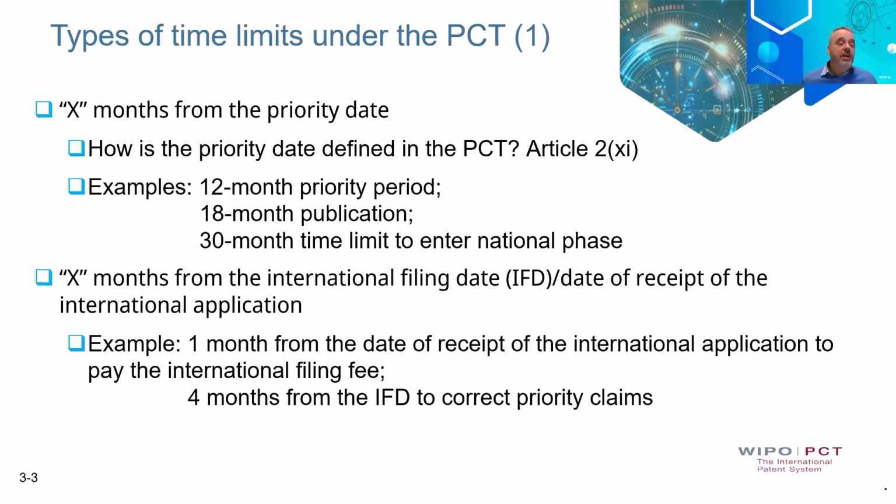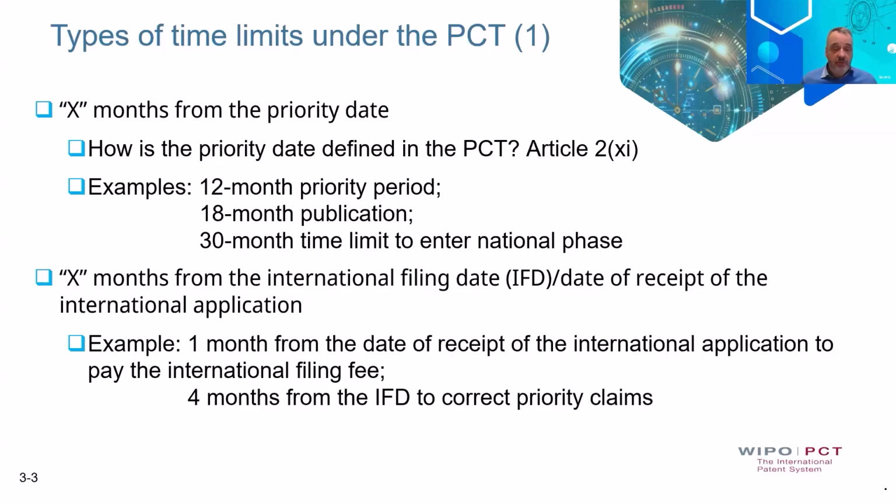We also have another type of time limit that I would say is X amounts from a certain other date, and that's usually the international filing date or the date of receipt of the international application. So an example for that would be a time limit of 1 month from the date of receipt of the international application to pay the international filing fee. You actually, in this case, have an additional month subject to a possible surcharge, a late payment fee.